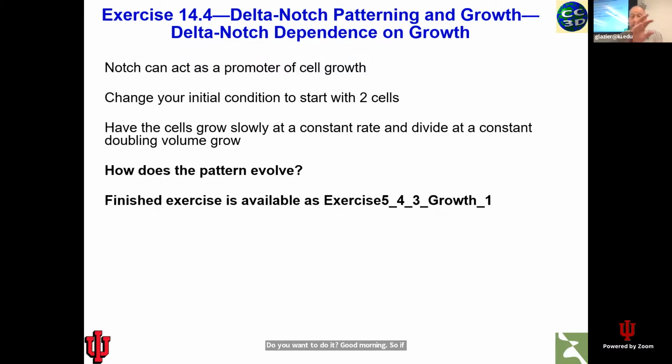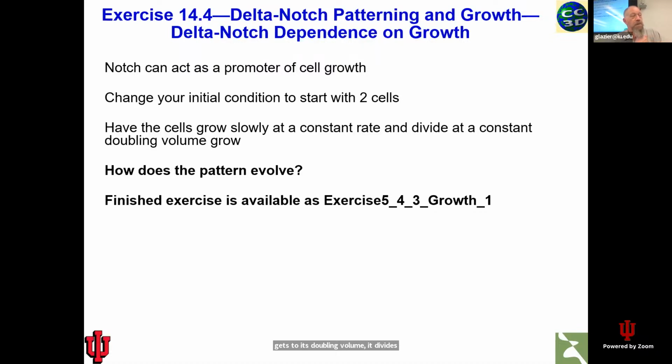So if you start out with a single cell or two cells, and then you have the growth rate of the cell be determined by notch. So if notch level is low, the cell grows very slowly. If notch is higher, the cell grows faster. When the cell gets to its doubling volume, it divides.